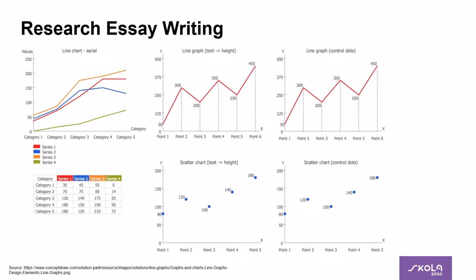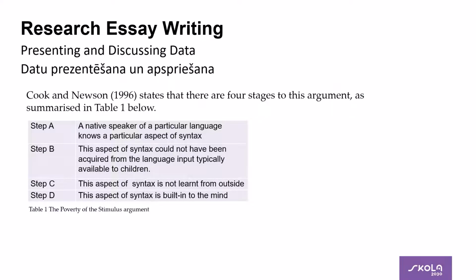There are different kinds of graphs which the students should be familiar with, and they might want to produce such graphs in their work. Here, in this example, we have a table which is labeled properly, and it's referenced in the text by this sentence. It states that there are four stages to this argument. As we can see, four stages, A, B, C, D, as summarized in table 1 below. So there's an explicit reference. So it tells us what the table is.